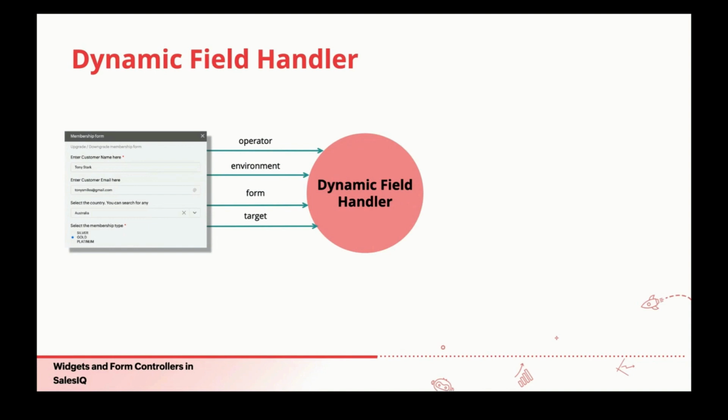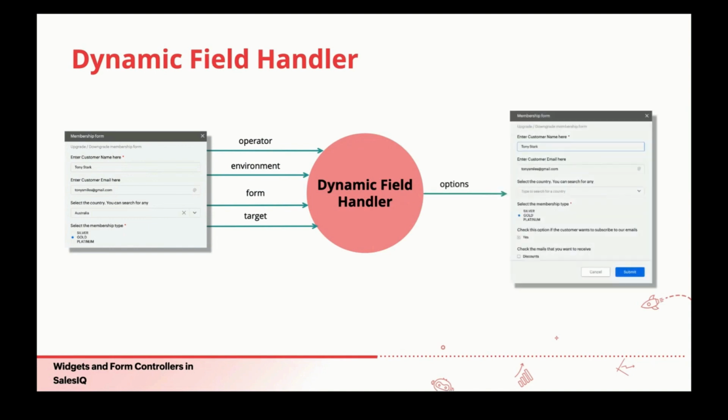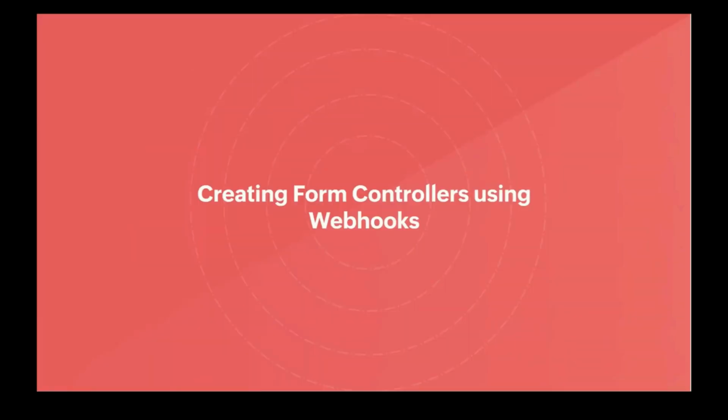So the inputs passed here will be the operator, environment, form object, and the input values, and the details of the field and the selected input that triggered the change. And once the dynamic field handler is executed, the response will be as in the example. So a list of countries is populated dynamically here in the drop down. So this will be the output. So your output will basically be options.